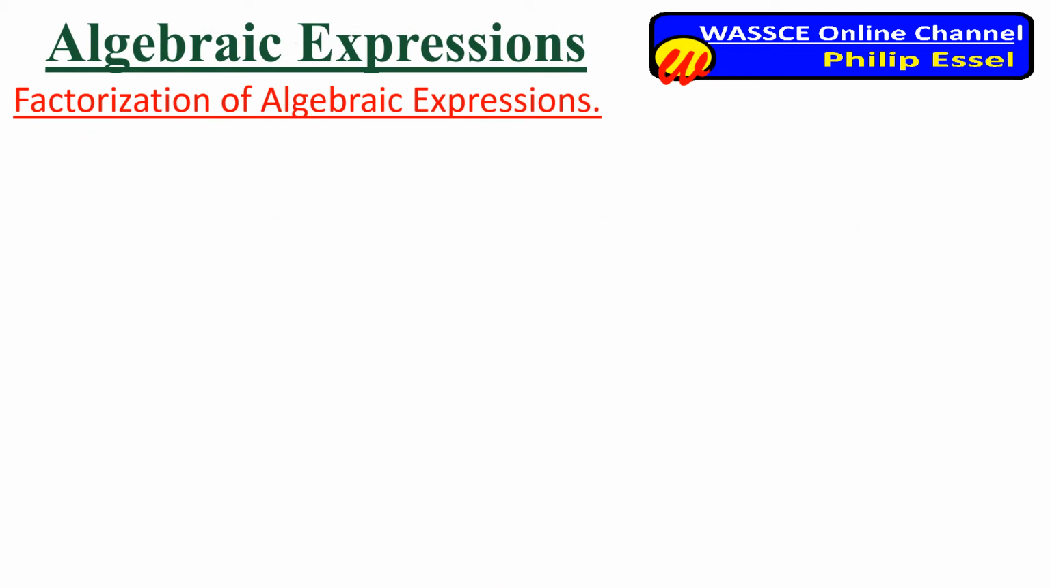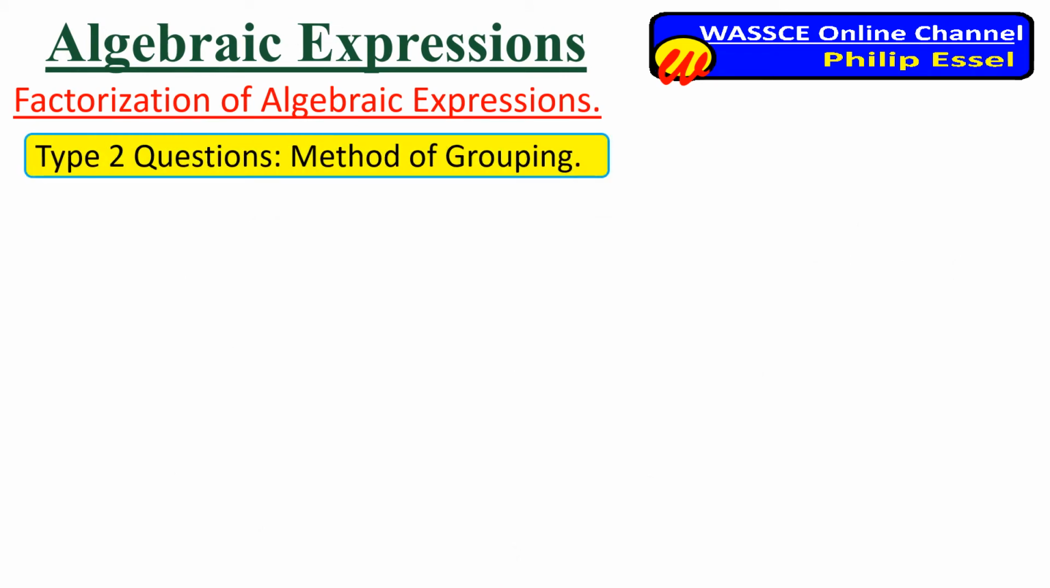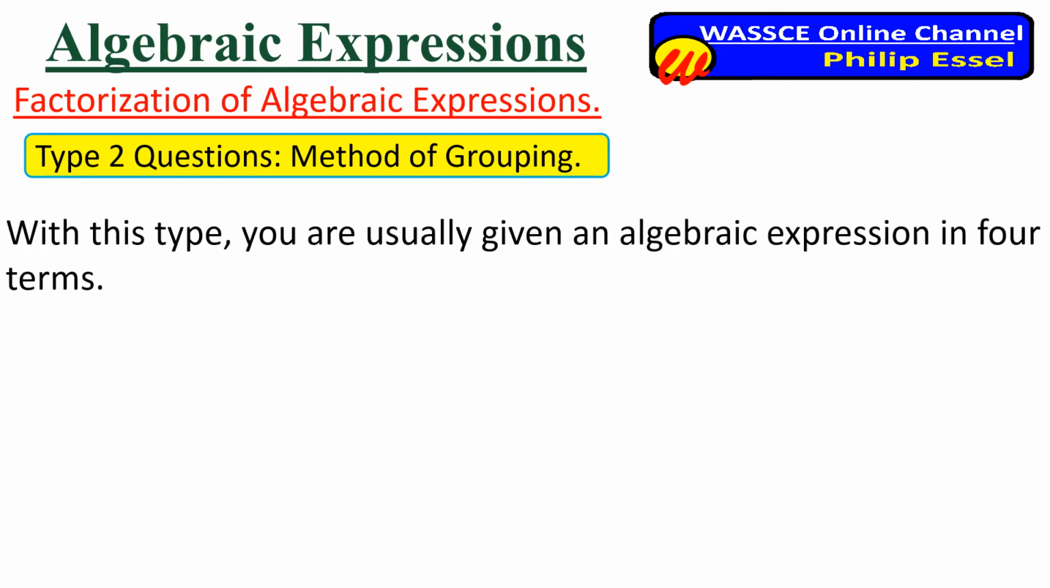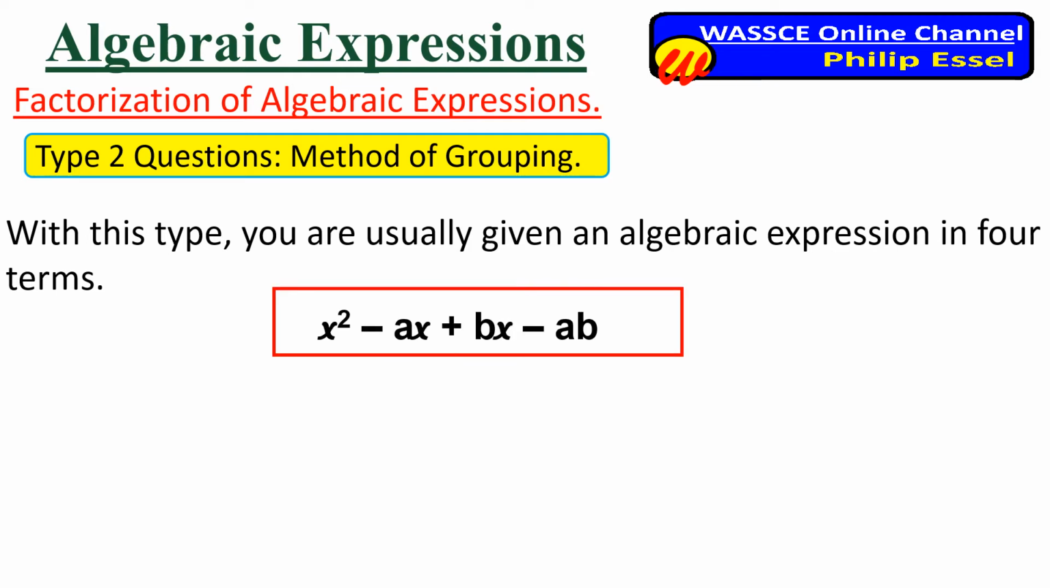Let's look at the type 2 questions, method of grouping. With this type, you are usually given an algebraic expression in 4 terms. For example, the algebraic expression x squared minus ax plus bx minus ab.